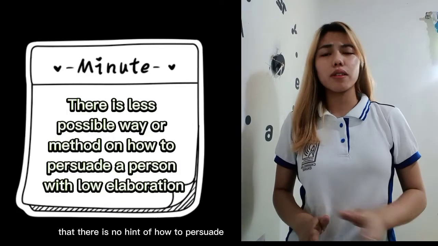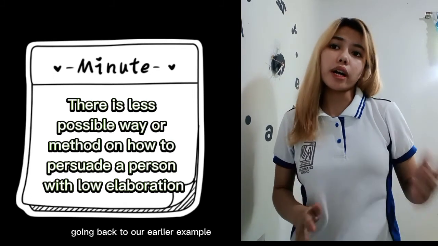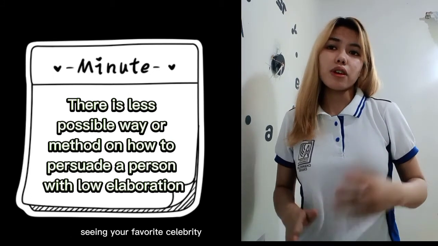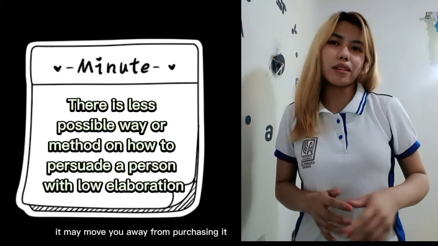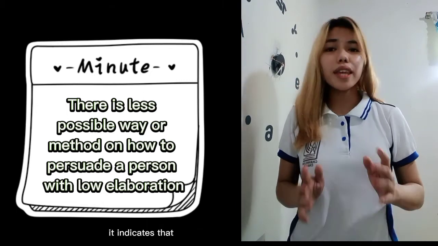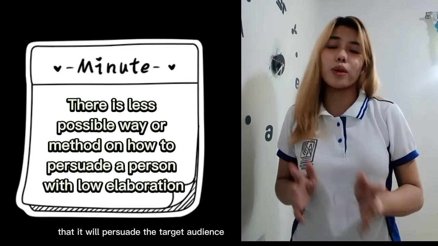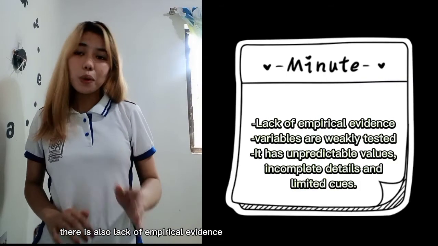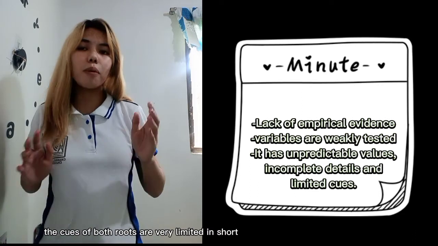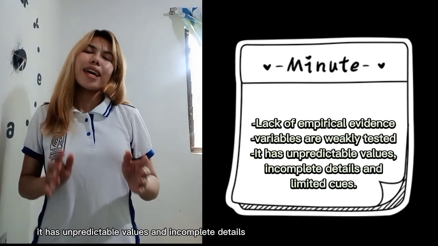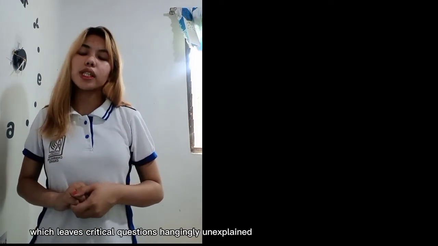I also realized that there's no hint of how to persuade a low elaborator in the best possible method. Going back to our earlier example or scenario, seeing your favorite celebrity may pull you toward purchasing, but if you dislike the music and the theme of the ad, it may move you away from purchasing it. It indicates that even if the peripheral route of persuasion is taken, it cannot be guaranteed that it will persuade the target audience. There is also a lack of empirical evidence, and the variables used are weakly tested. The cues of both routes are very limited. In short, it has unpredictable values and incomplete details, which leaves critical questions unexplained.